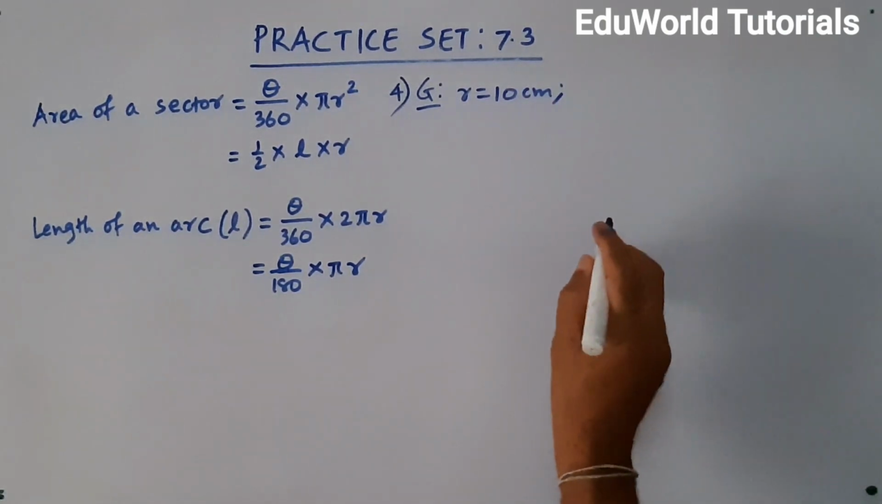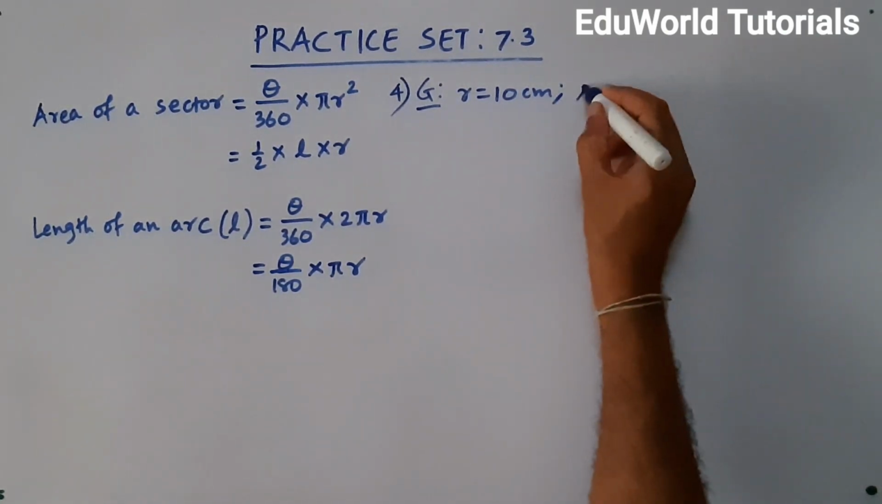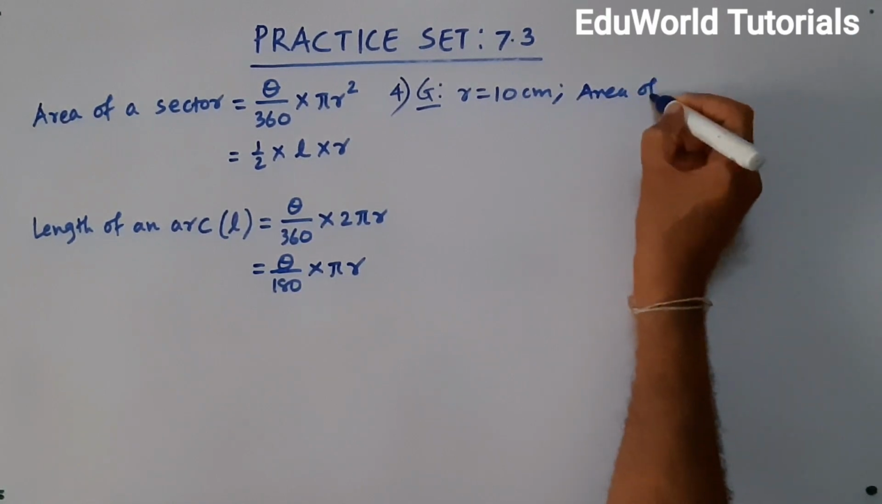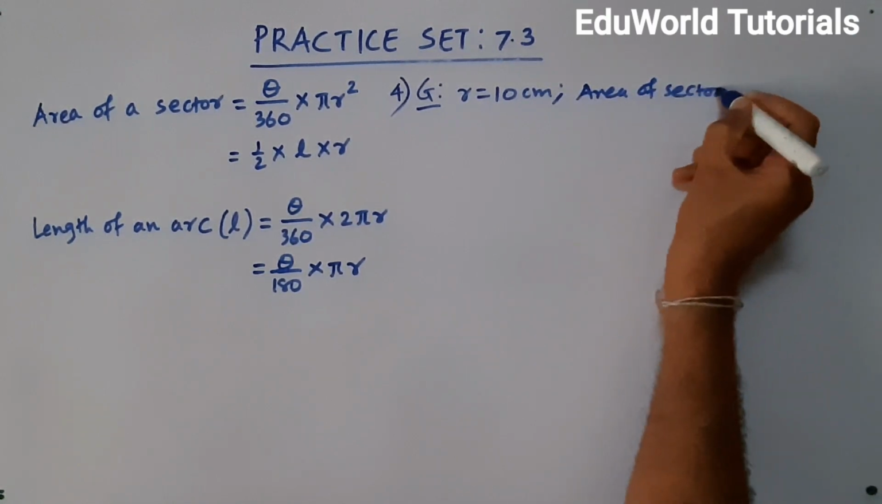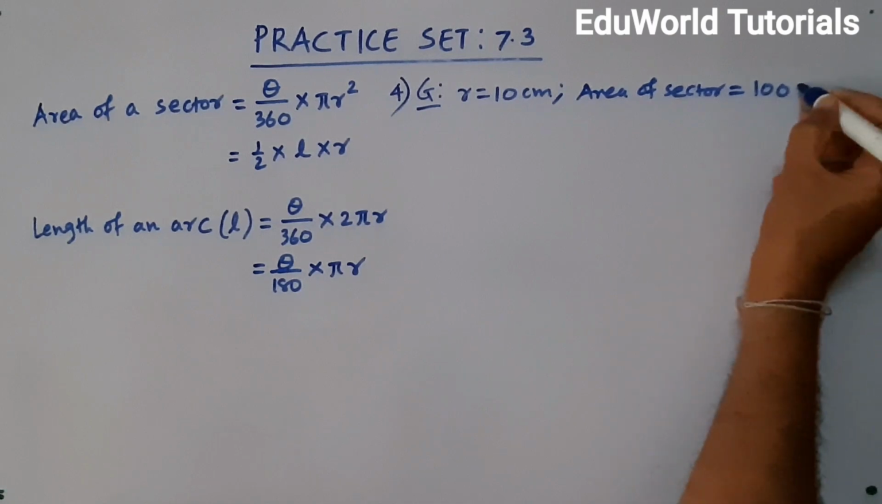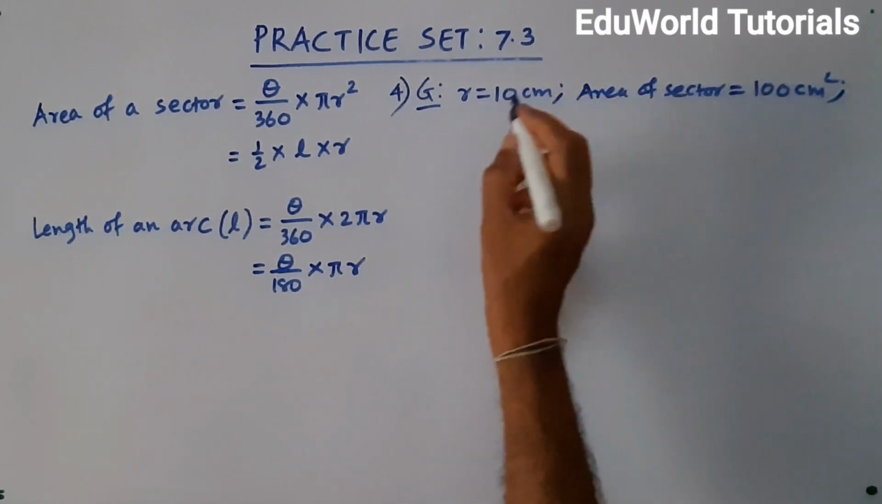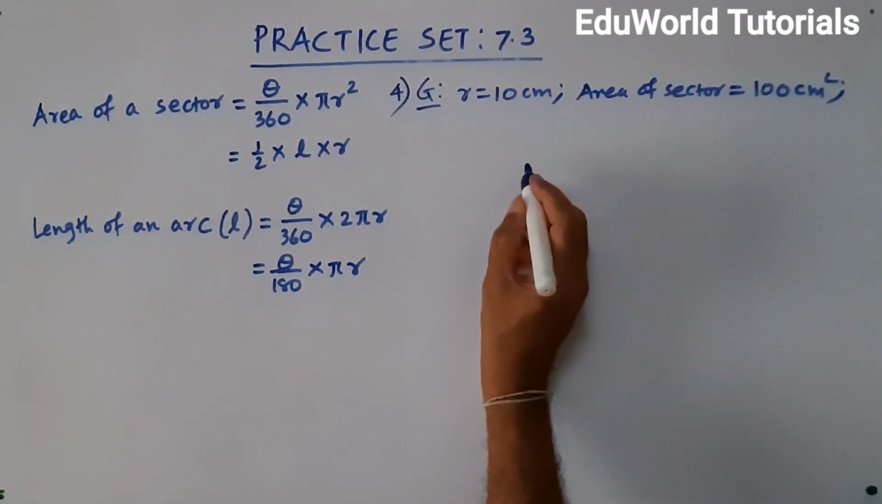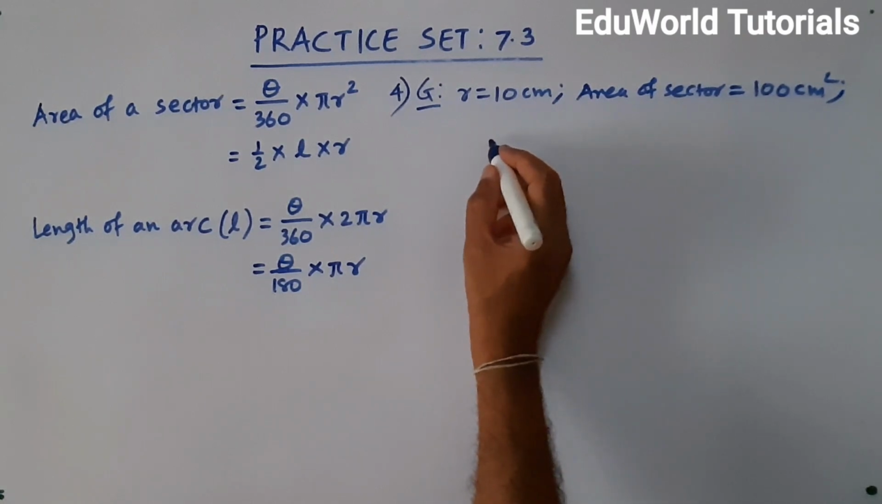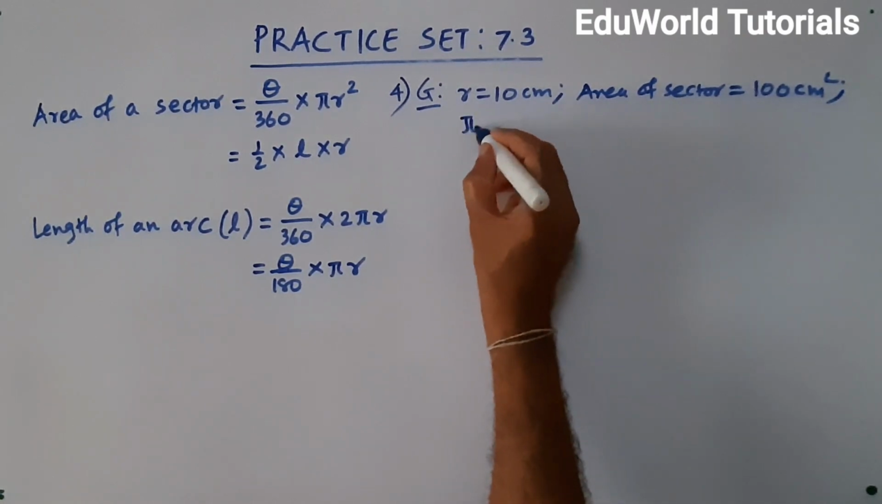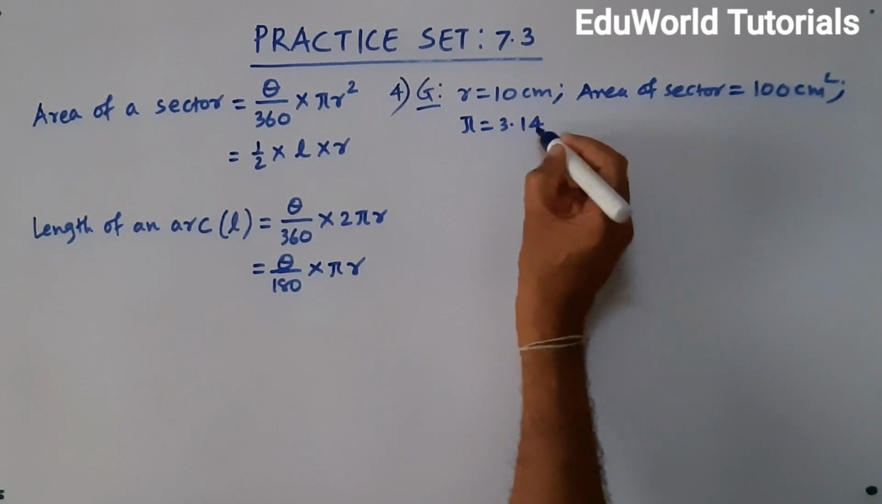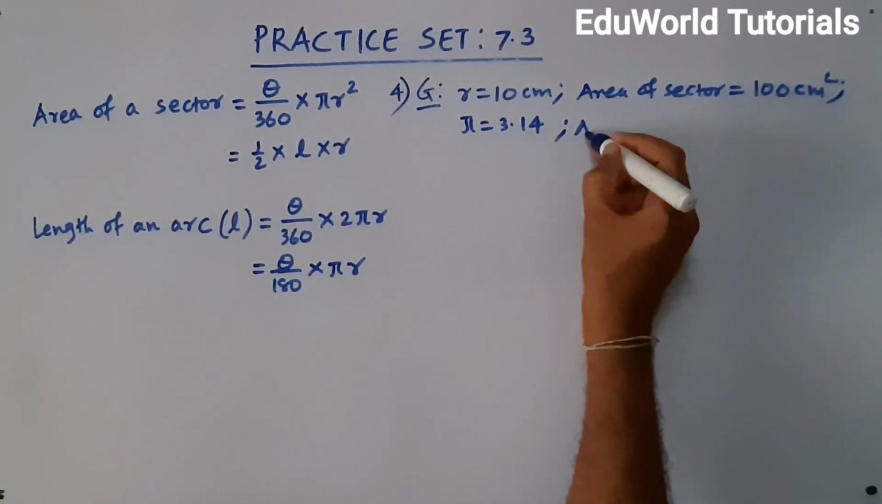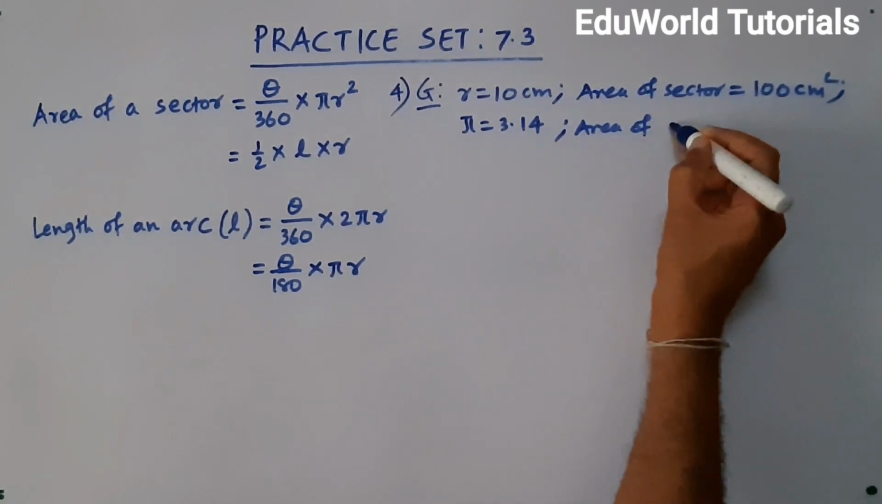They have also given that the area of the sector is 100 centimeter square. Area of sector they have given now. Normally we find this. Area of sector is 100 centimeter square. This is also given. Then they have asked us to find the area of the corresponding major sector, where pi is equal to 3.14. And what we have to find? Area of the corresponding major sector.